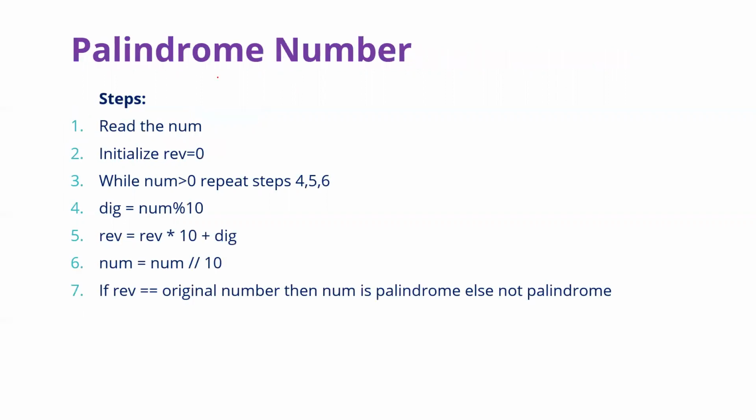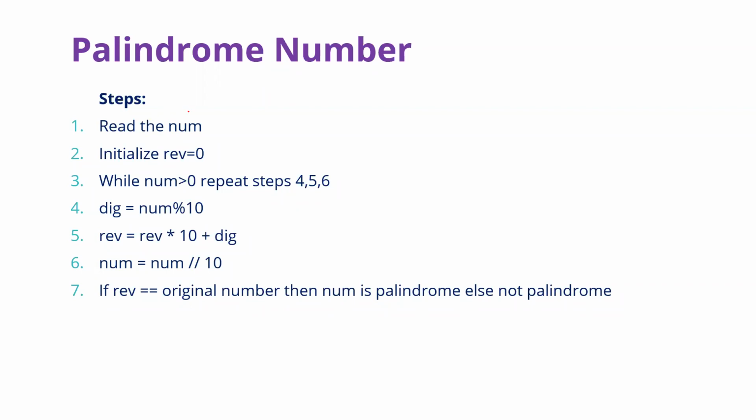first one, palindrome number. A number is said to be palindrome if by reversing that number, we get the same number. For example, take 121. When I reverse that number, it is 121 again. Both the numbers are same, right? Reverse of the number and original number are same. That means the number 121 is said to be a palindrome number.